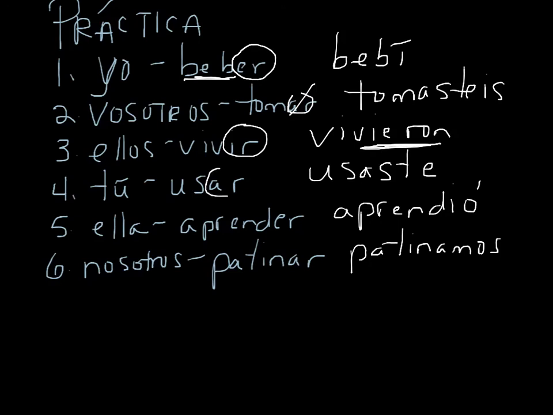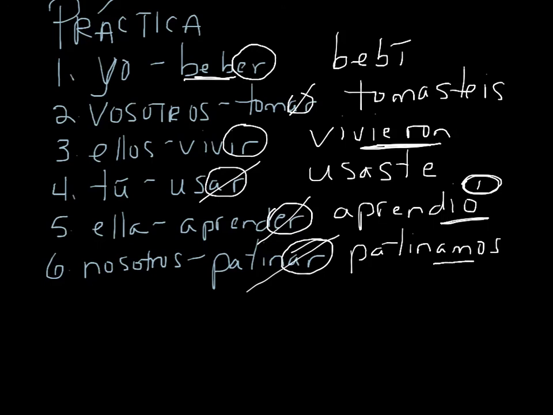Usar, AR verbs, we're going to take away the AR. Ending is aste, and we have usaste. Ella, aprender, ER and IR verbs, take away the ER. The ending is ió, accent mark on the O, don't forget about that. And we have aprendió. And then nosotros is patinar. We have an AR verb. We're going to take away the AR. Our ending is amos, so we have patinamos. And that is the regular preterite. If you have any questions, feel free to ask me in class.